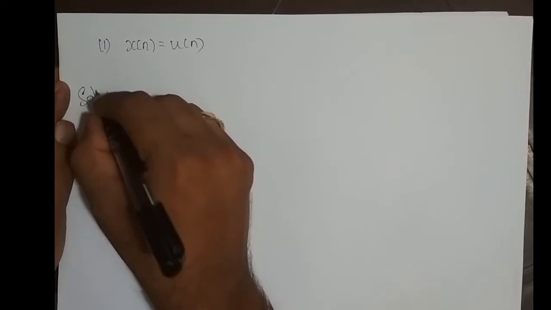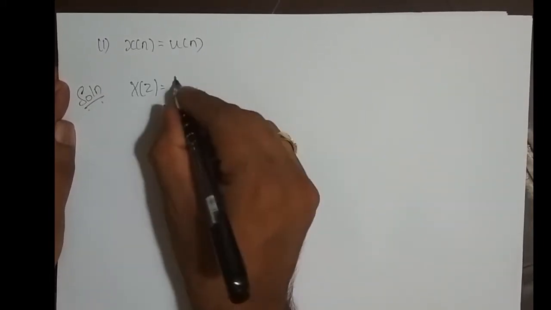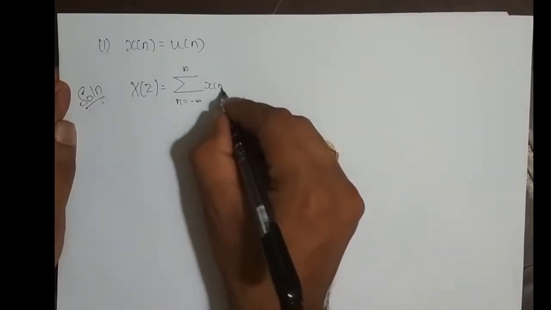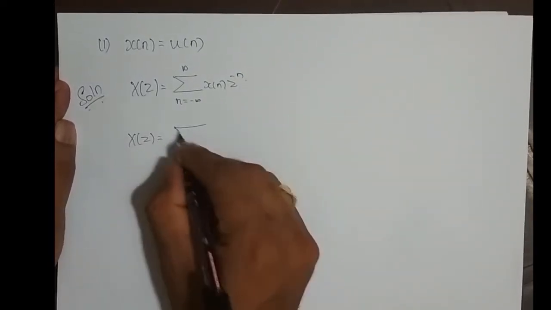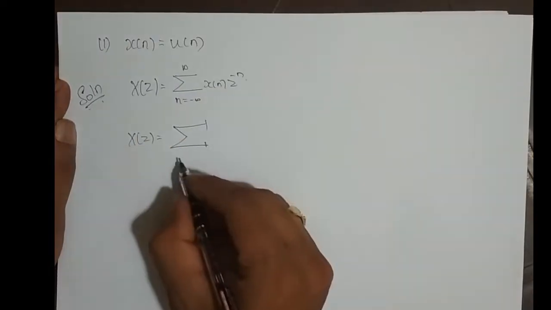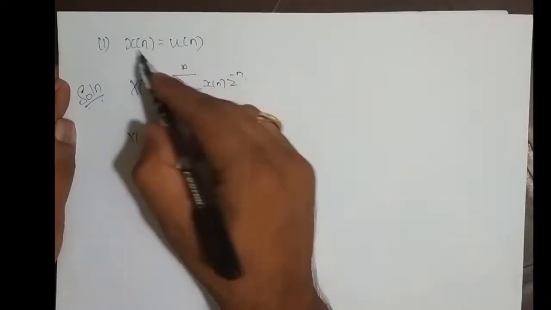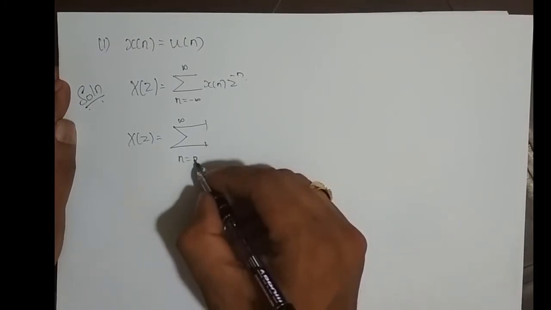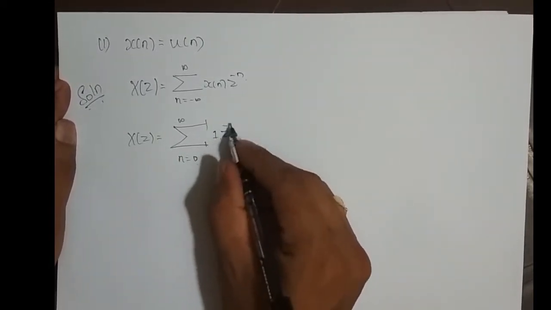So solution, what is the formula for Z transform? X of z is equal to summation n varying from minus infinity to infinity x of n z power minus n, right? So x of z is equal to summation. This sequence is varying from where to where? It's a unit step function, so it is varying from 0 to infinity, and for n varying from 0 to infinity, what is x of n? It is u of n, but what is the value of u of n for n varying from 0 to infinity? It is 1, right? Okay, and left out term is z power minus n.